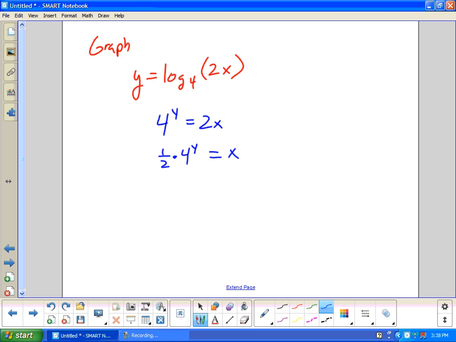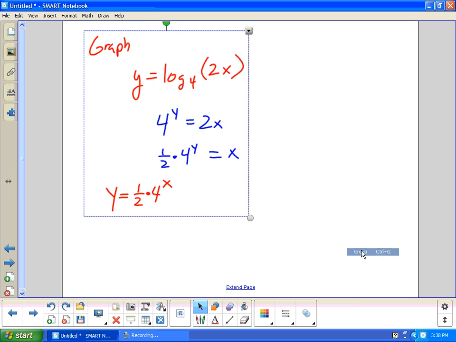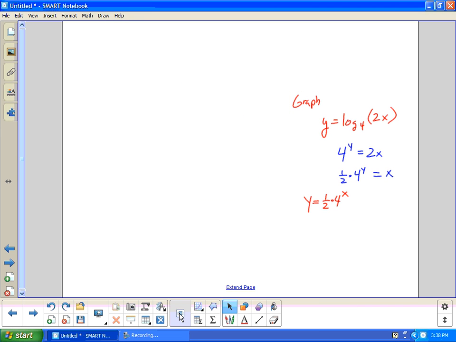So what I'm going to graph, and I'll do it in red, is y equals 1/2 times 4 to the x. This is simply y equals 4 to the x compressed because it's a multiple. So we will graph by moving this to the side. We'll group it. We'll have to put it on a coordinate system. All right? So put it on a coordinate system.